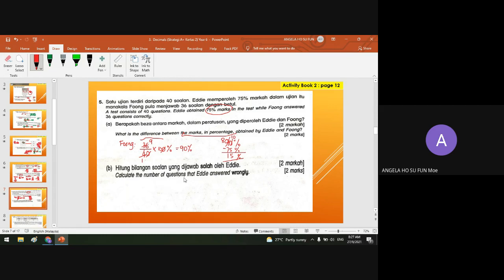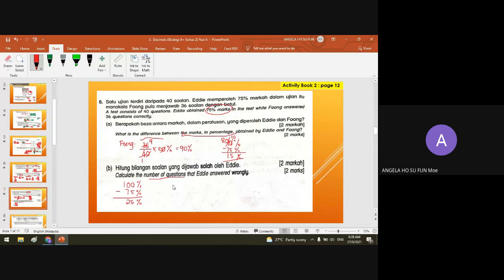calculate the number of questions that AD answered wrongly. Now AD scored 75%. So how many questions did he answer wrongly? If 75% is the marks, how many percent is wrong? You use 100% total marks minus the 75% that he got correct, so you know that he got 25% wrong. 25% is wrong. Now they don't ask you how many percent, they ask you the number of questions.